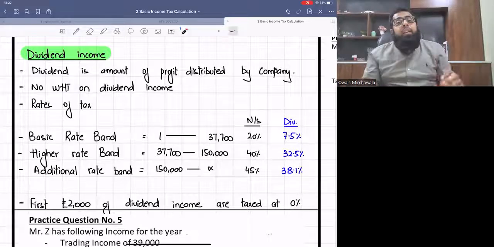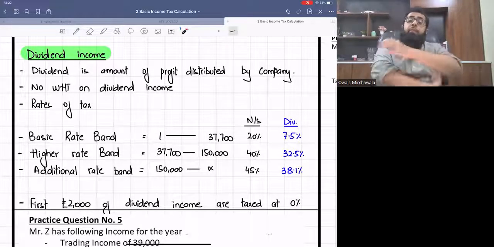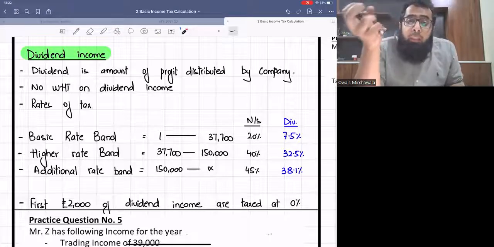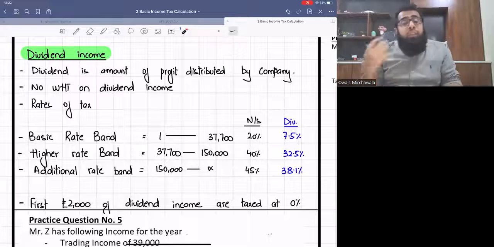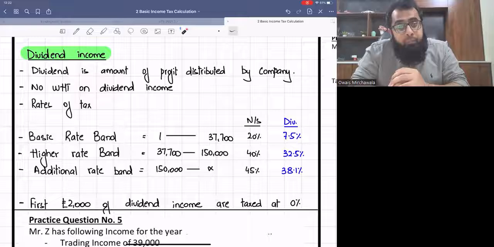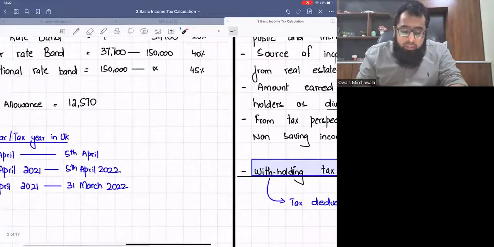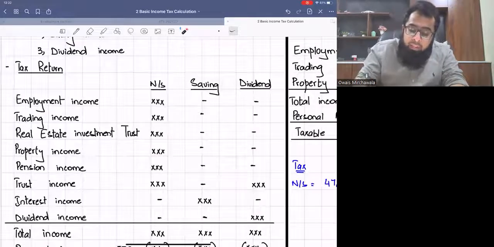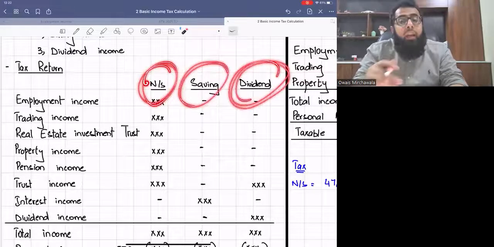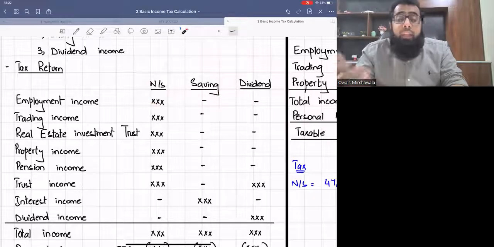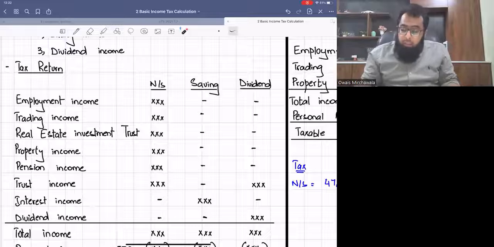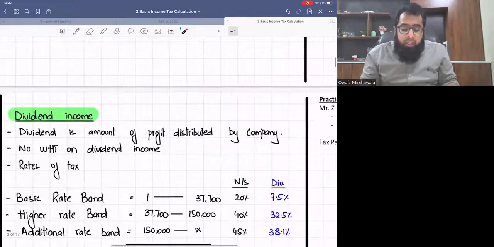Now, what is dividend income? Dividend income means the profit distributed by a company. If we own shares of a company, the profit distribution which we get is called dividend income. If you remember, in the tax return, dividend income is shown as a separate head of income. One was non-saving, one was saving, and the third one was dividend income. So if we are getting dividend income, how is it taxed?